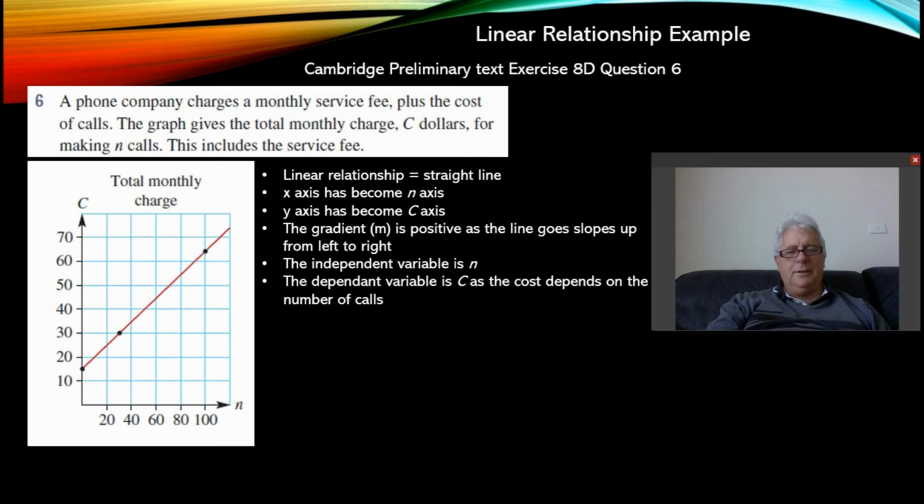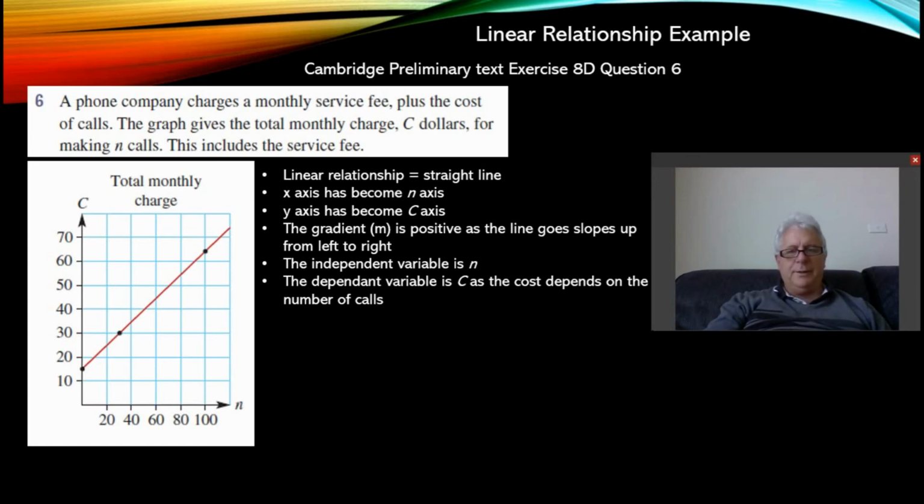Finally, the independent variable is always on the horizontal axis, so that's our N, the number of calls. And the dependent variable is the C, the cost, because the cost depends on the number of calls made.